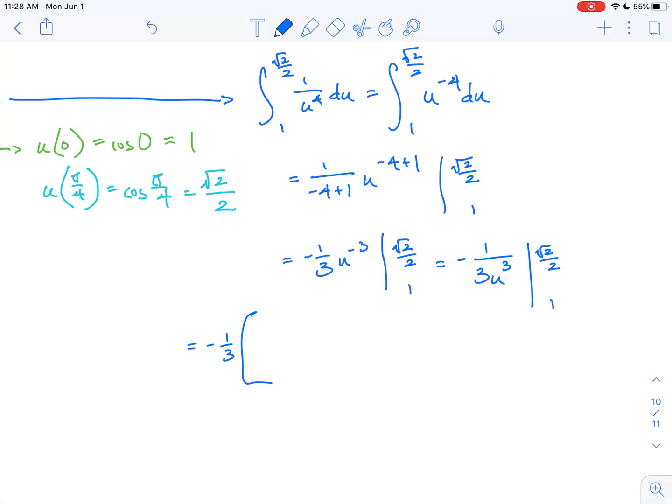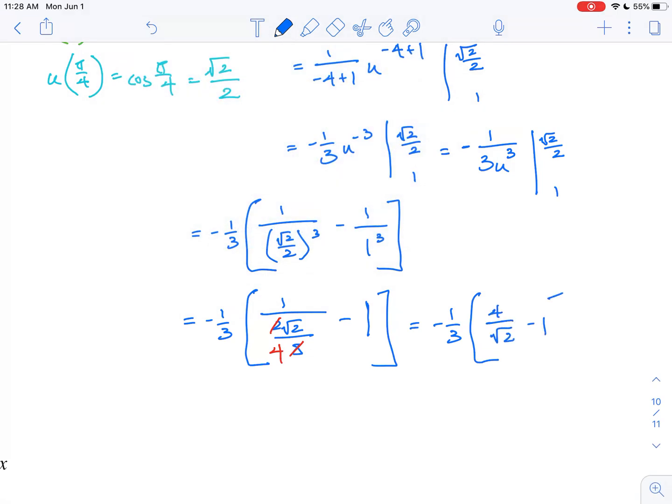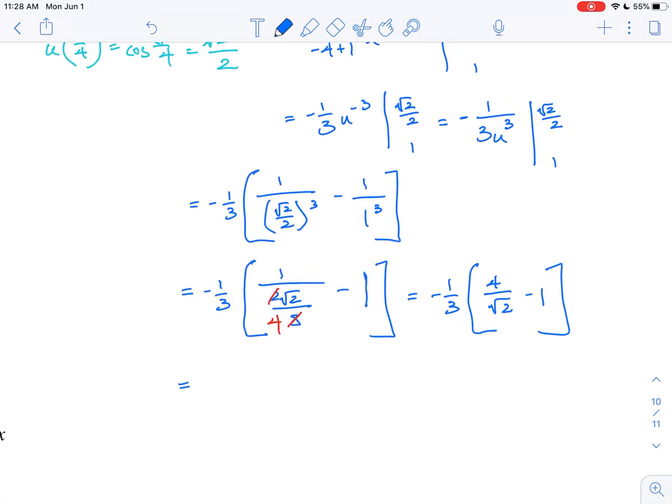So when I plug in my u's, I need 1 over root 2 over 2 cubed minus 1 over 1 cubed. And that is going to give me negative 1/3, okay, 1 over 2 root 2 over 8 minus 1, or negative 1/3. Let's cancel some things here. These are going to reduce to a 4. So 4 over root 2 minus 1. And that is going to give us negative 4 over 3 root 2 plus 1/3. And it's okay to leave our answers like this, okay?